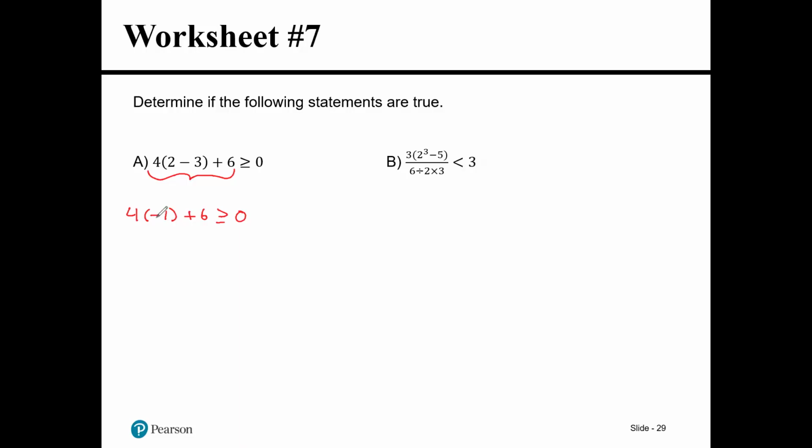So 4 times -1, because now we're up to multiplication and division, the next operator I have available. Well, that's just -4. So -4 plus 6. Is that greater than or equal to 0? -4 plus 6 is just 2. Is that greater than or equal to 0? Yes. This, in fact, is a true statement.